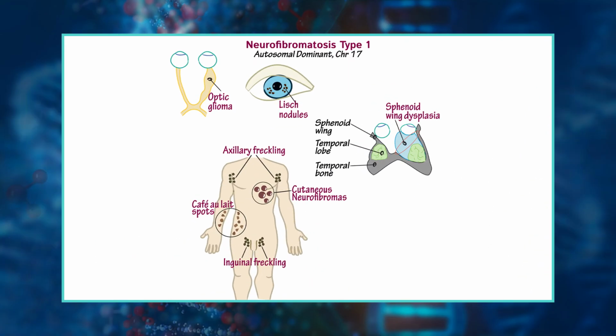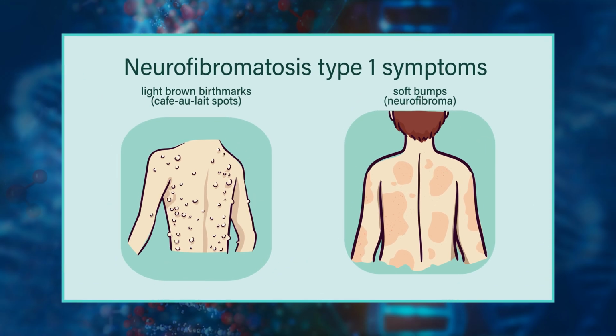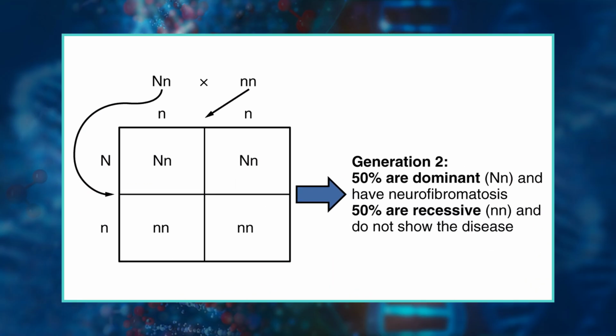An example of an autosomal dominant disorder is neurofibromatosis type 1, a disease that induces tumor formation within the nervous system that leads to skin and skeletal deformities. Consider a couple in which one parent is heterozygous for this disorder and who therefore has neurofibromatosis, that is Nn, capital and small, and one parent is homozygous for the normal gene, that is small nn.